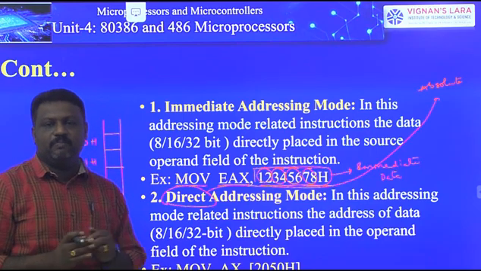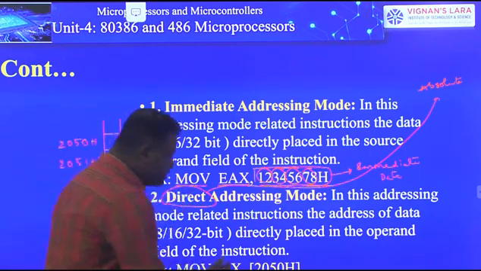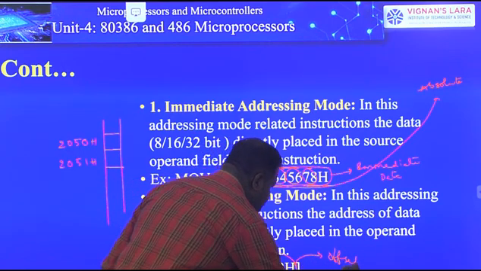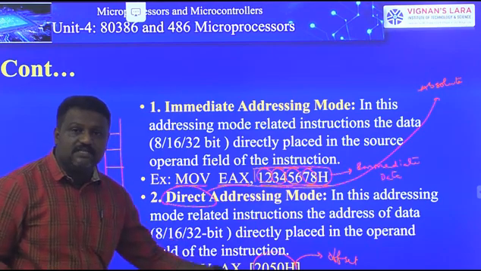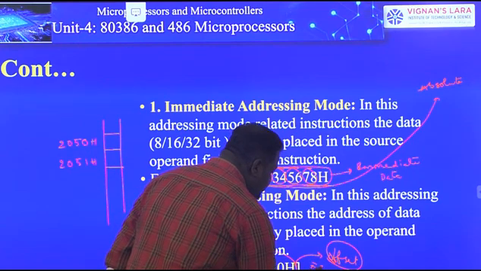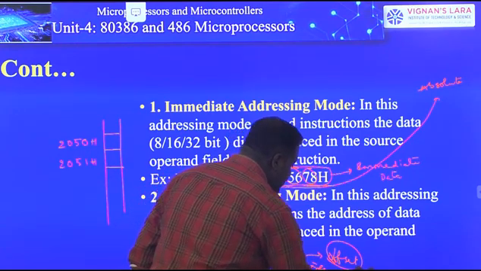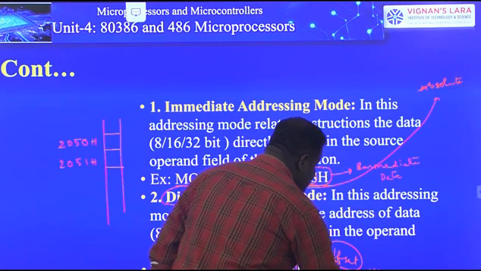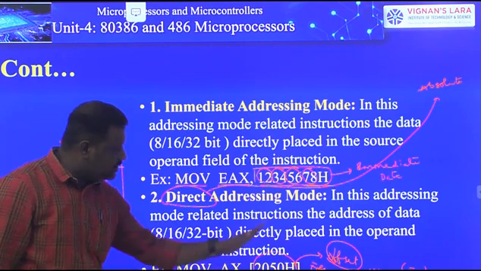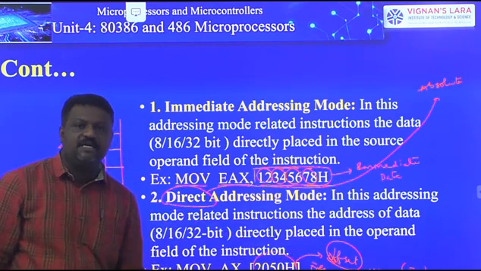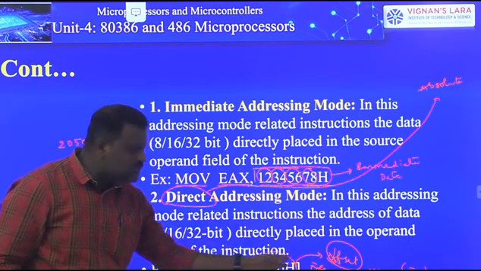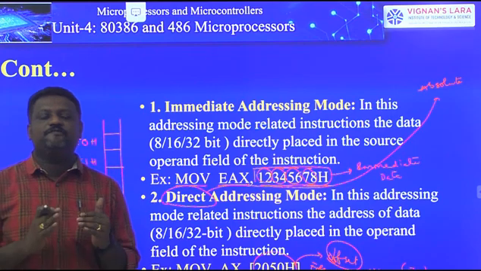This is number 2. And number 3 is, whatever the address we are mentioning here, that address we consider as offset address. Sometimes we also call this effective address, EA. So for this particular instruction, the effective address of a data is nothing but 2050H. Or for this instruction, the offset address of a data is nothing but 2050H.